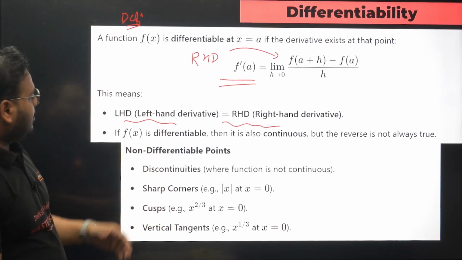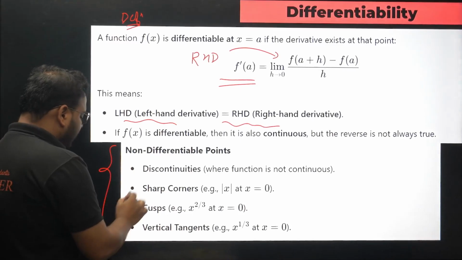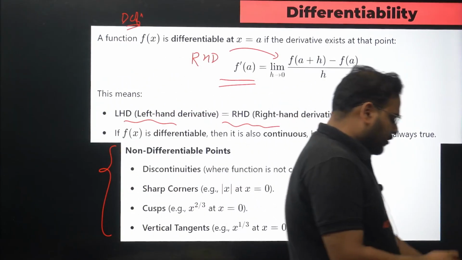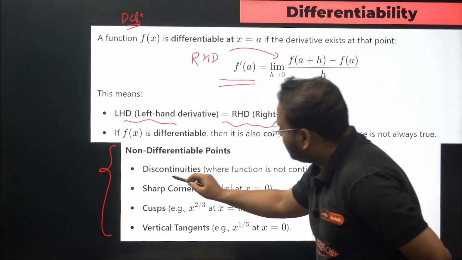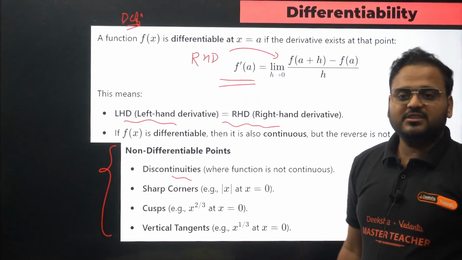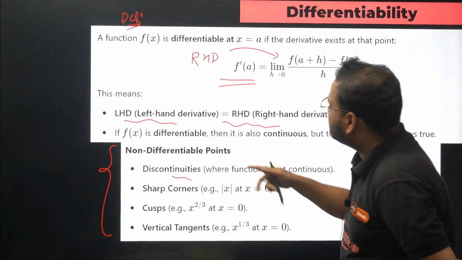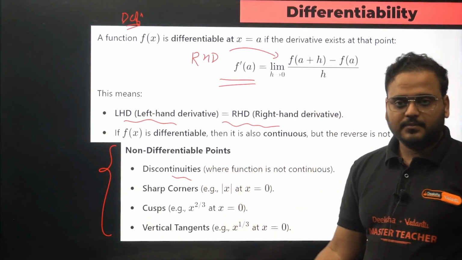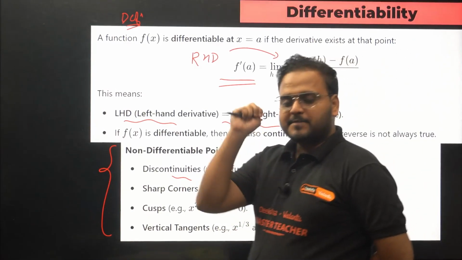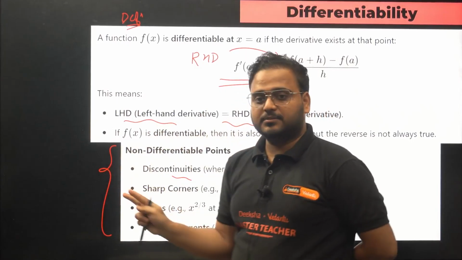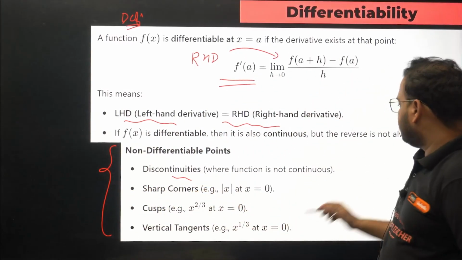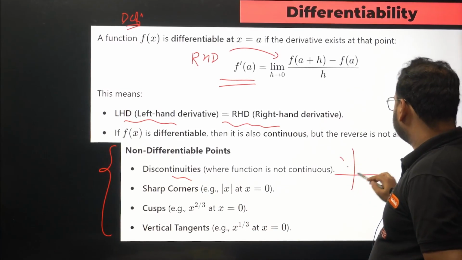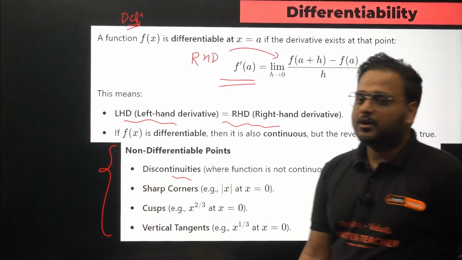Now, how to identify non-differentiable points? If the given function is discontinuous, you're going to call this function non-differentiable. That's very simple: if the function is not continuous, it cannot be differentiable. Moving on, if it has sharp corners, for example modulus functions, it is non-differentiable.